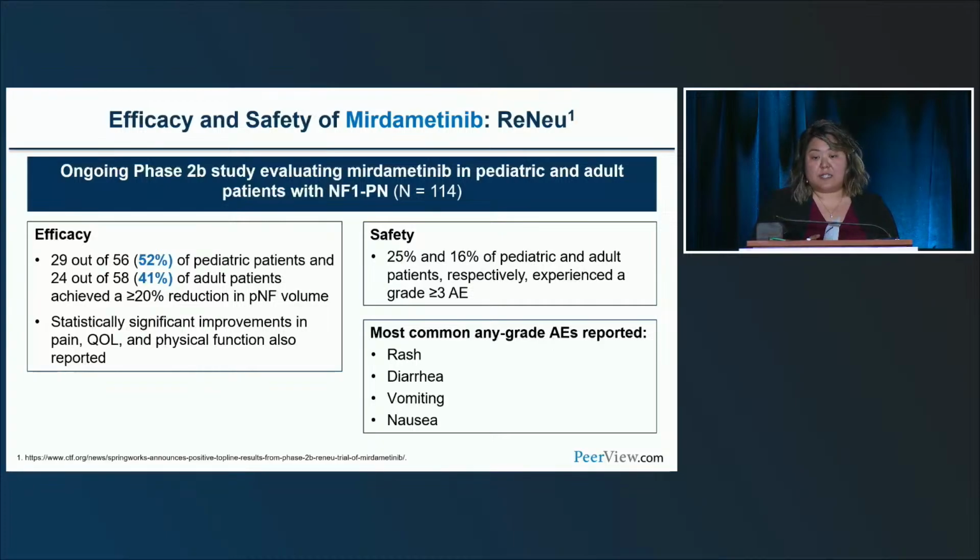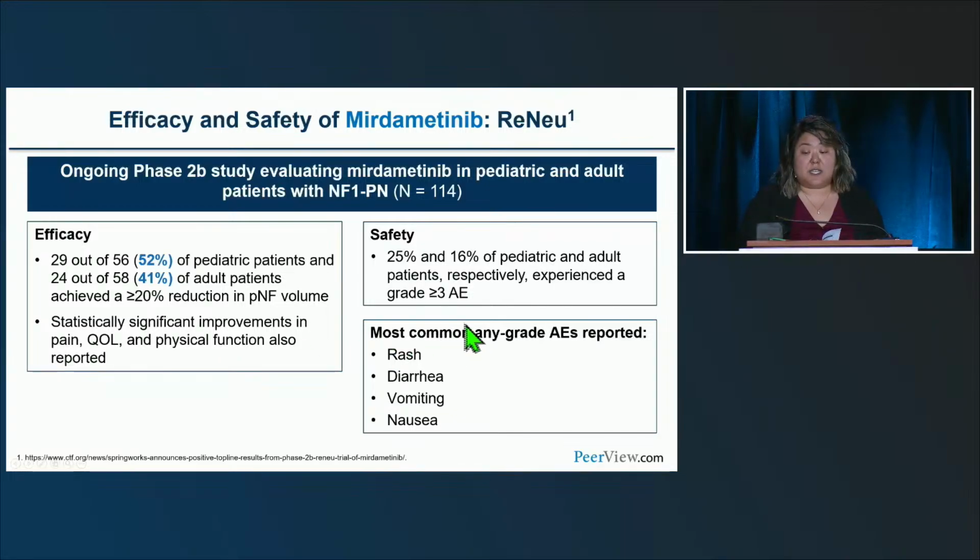So looking at the efficacy and the safety of mirdametinib, their clever research study is called RENEW. And this is a phase 2b study that was looking at mirdametinib in both pediatric and adult patients with NF1-associated plexiform neurofibroma. What I'll say is that, again, looking at the plexiform neurofibroma volume decrease of greater than 20%, 52% of the pediatric patients and 41% of the adult patients were able to meet that mark. And then there are also improvements in pain, quality of life, and physical function also reported.